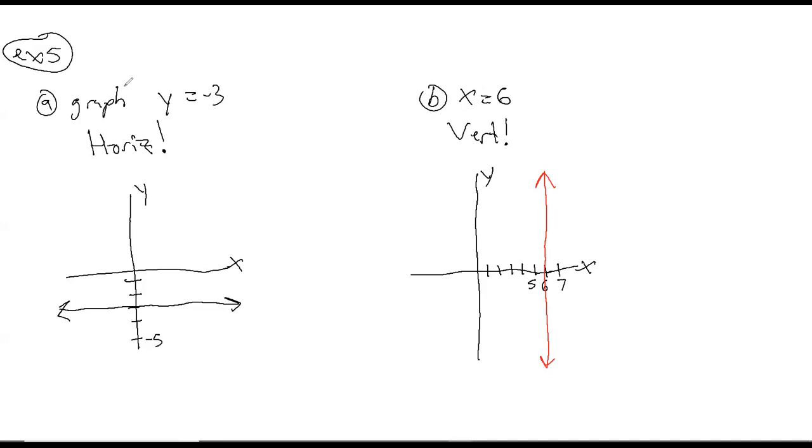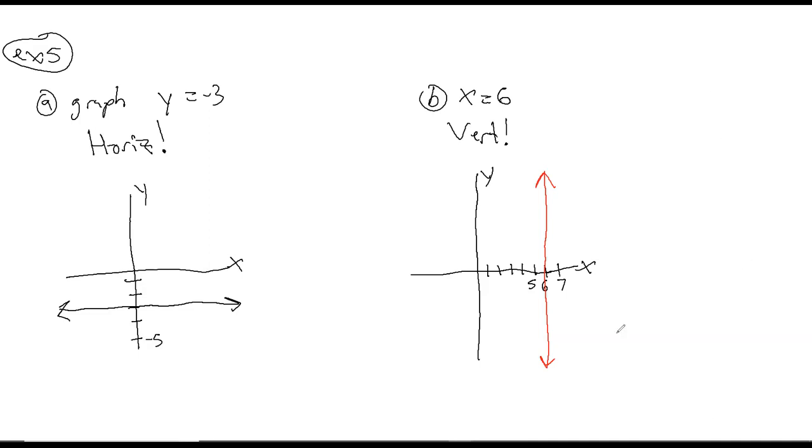So these are our special cases. Now they have to be solved. If this said 2y equals -3, we would have to divide by 2. If this said x plus 7 equals 6, we'd have to subtract 6 on both sides. They have to be solved to be able to tell their position. And that will close out 2.3.